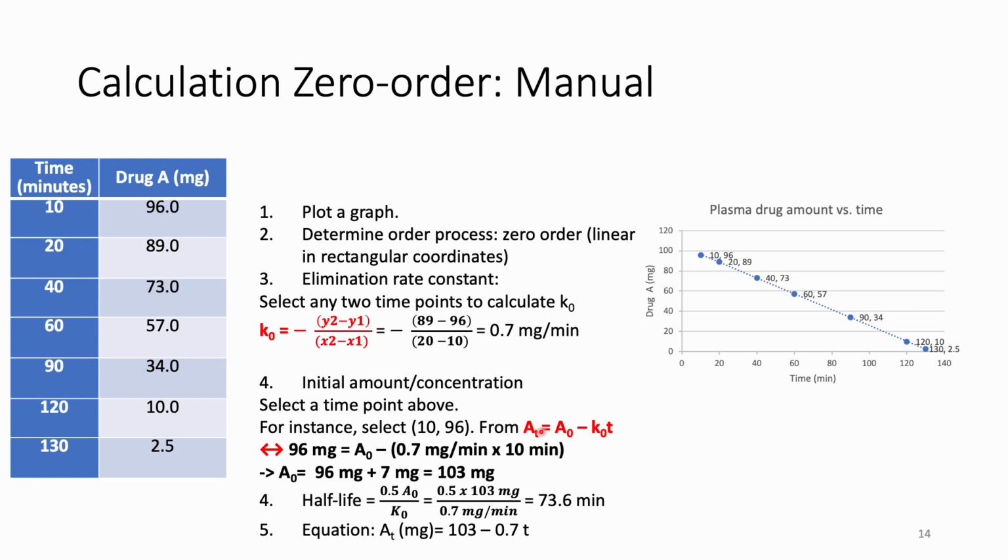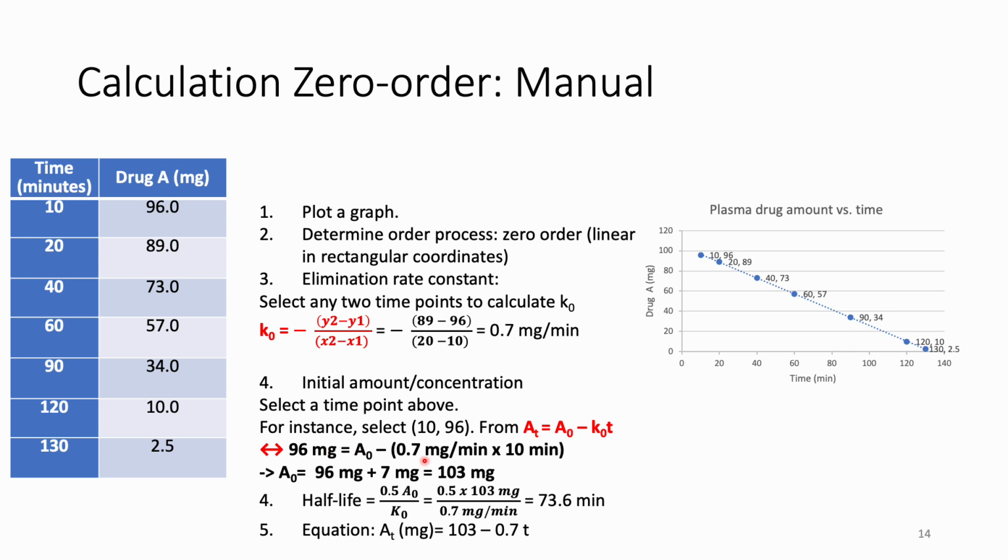So plug in the equation here, At, I have 96 milligram, equal to A0 minus K0 t. I have K0, which is calculated here, 0.7 milligram per minute, times t. Because this At is at 10, I put the t here as 10 minutes, because this is the time I selected. 96 milligram associated with 10 minutes. So I adapt to this equation, I put the number in.